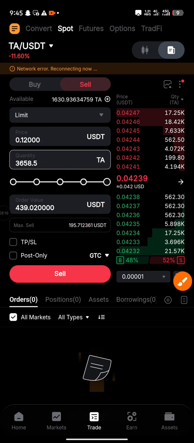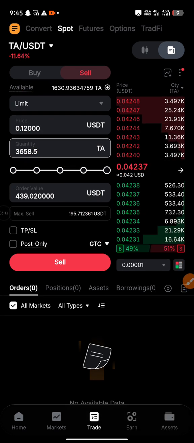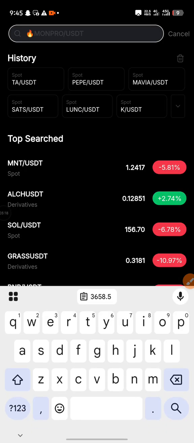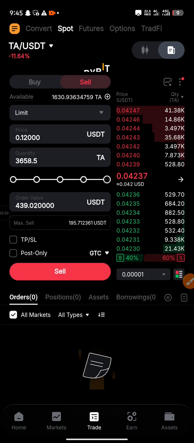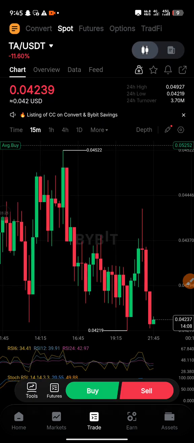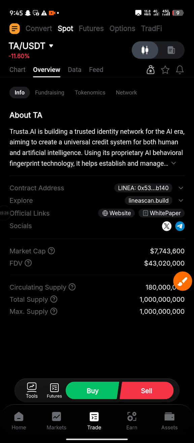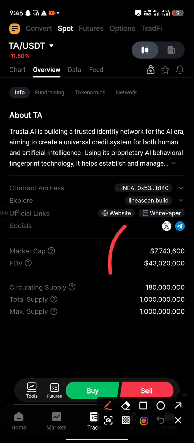So let's check now, is this coin still good for us to invest in? Let's go back to the coin and look at the chart. We're going to navigate to this particular place and look at the total market cap as of today to see what future this coin holds for us. Now here we are. You can see this coin has a total circulating supply of over 180 million, a market cap of over 7.743 million, and a total supply of 1 billion.